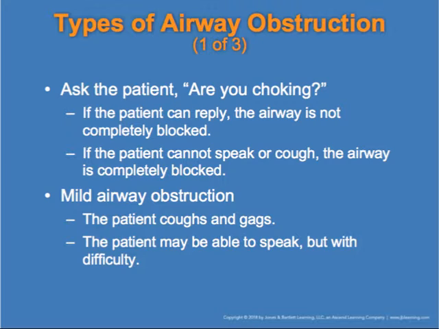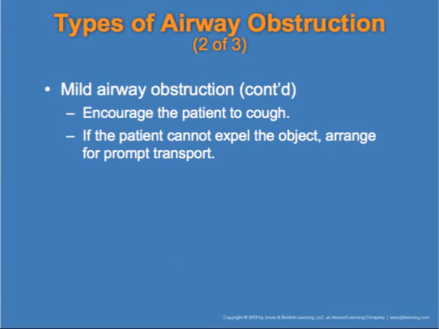Types of airway obstruction. Biggest thing: are you choking? If the person can say yes, I'm choking, they're not actually choking. It's a partial obstruction. And in that circumstance, when somebody has a partial obstruction, encourage the patient to cough. Right? Cough forcefully, cough hard, cough as much as you can to bring that obstruction up and to clear that airway. Right? If a patient cannot speak or cough, the patient's airway is completely blocked.